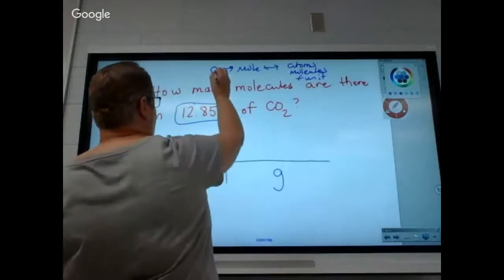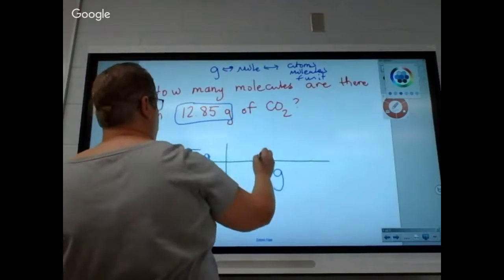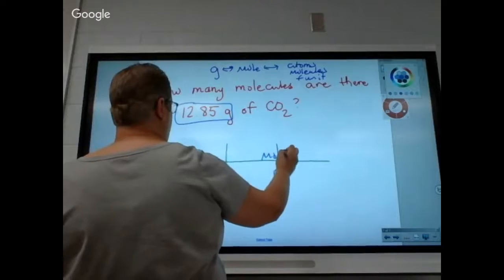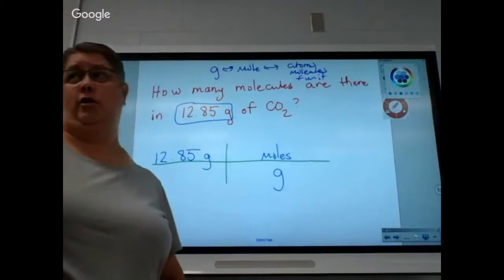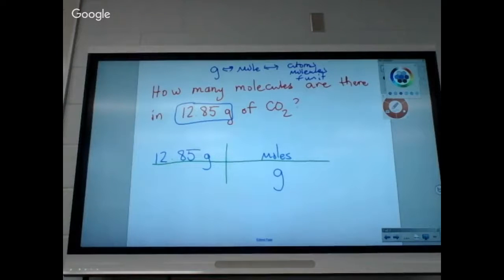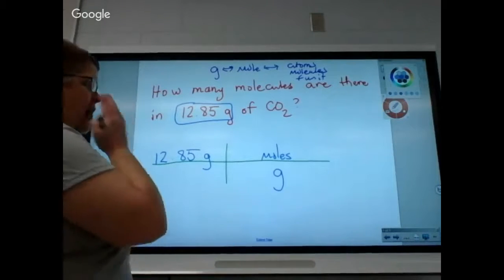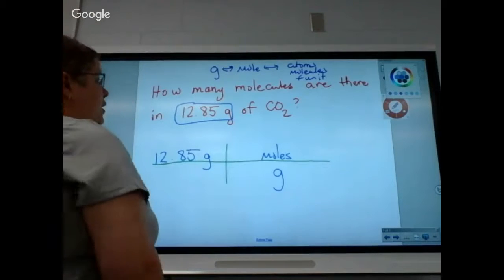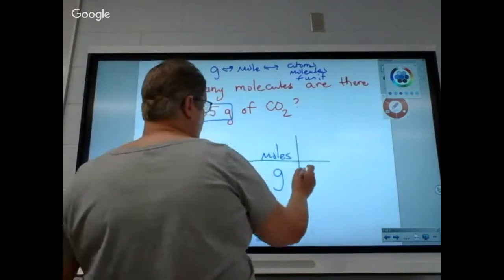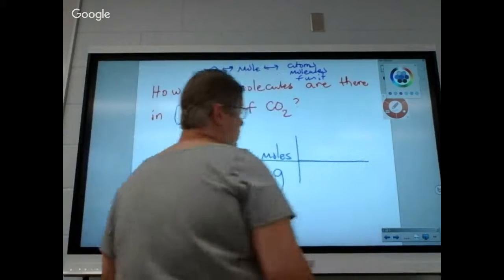From a gram, what can we go to? Moles. Remember, we do not want to get used to skipping moles, because moles are not always going to stay at 1, and you have to have places to put those other numbers. So if we want moles, we're done. Do we want moles? No, we want molecules. So this is one where we're going to need to draw our chart longer.